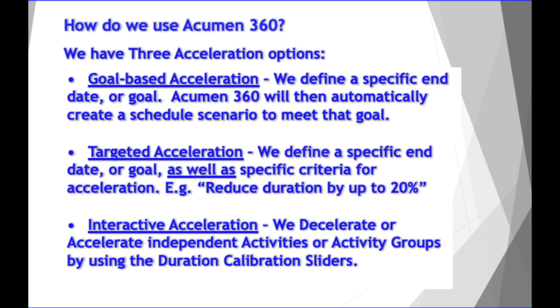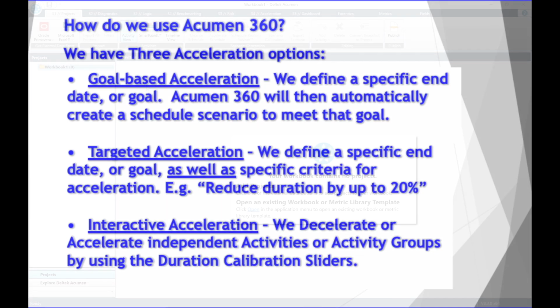Then we have targeted acceleration. This allows us to define a specific end date or goal, as well as specific criteria for acceleration. For example, reduce duration by up to 20%. Lastly, we have interactive acceleration. When we use this, we can decelerate or accelerate independent activities or activity groups by using the duration calibration sliders.